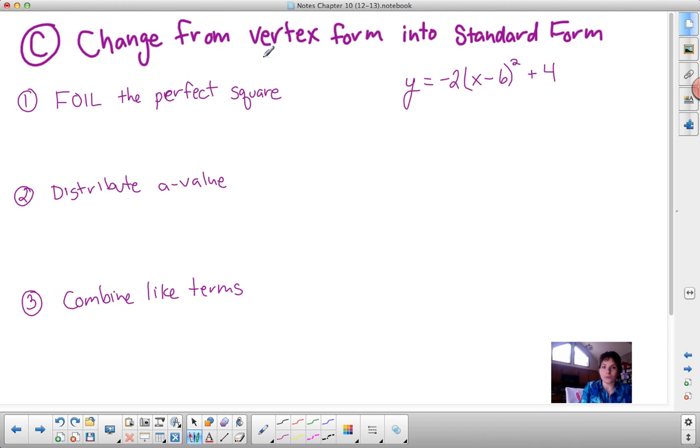So remember that vertex form is y equals a times x minus h squared plus k. And that standard form is the one that we were working with earlier in this chapter. Y equals ax squared plus bx plus c. Sometimes in some books, they'll call vertex form graphing form because it's much easier to graph when you have vertex form. And standard form will be called function form sometimes. So just some other vocabulary for you.